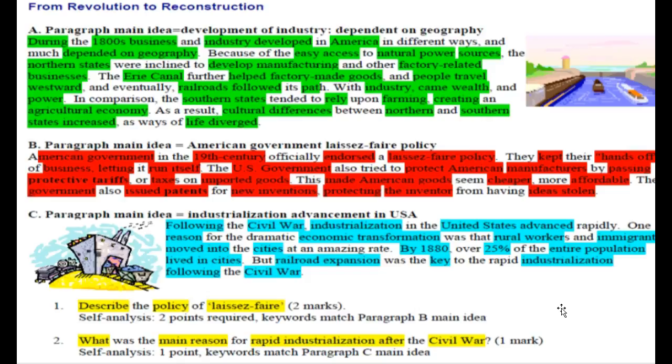In question 2, the question says, what was the main reason for rapid industrialization after the Civil War? We've highlighted our keywords, and we've seen that it's worth 1 mark, so we only need 1 point. And using the keywords rapid industrialization, we were able to match it to paragraph C and find the answer within paragraph C nice and quickly.